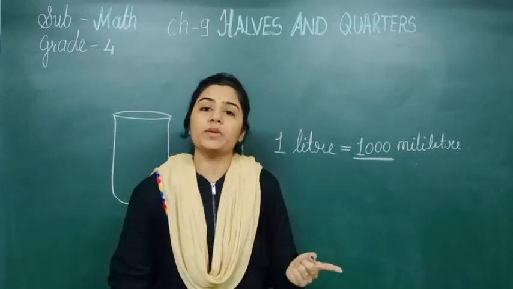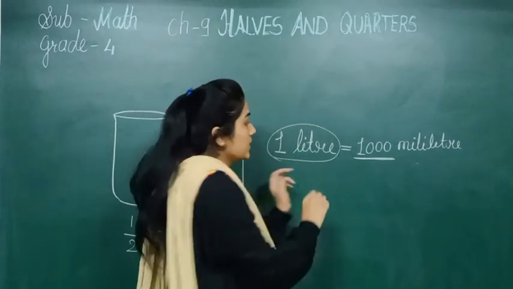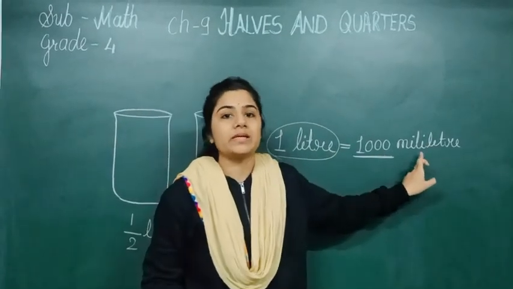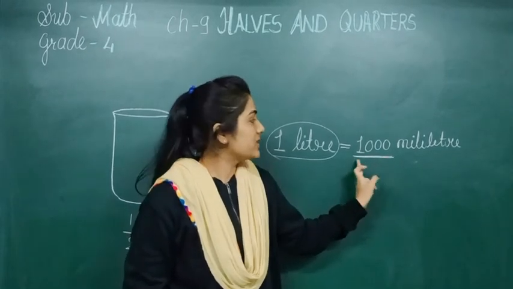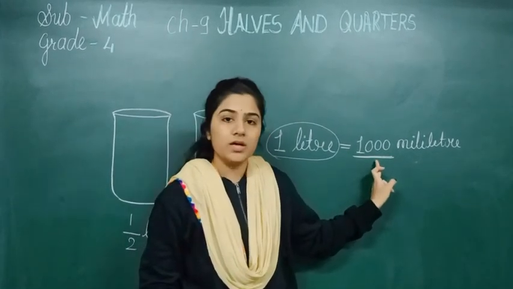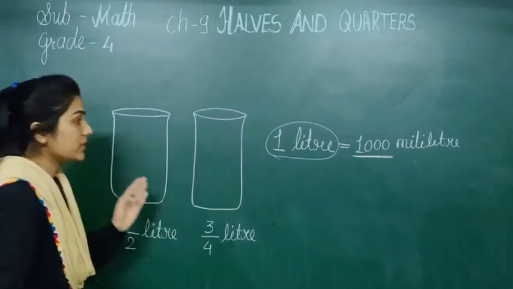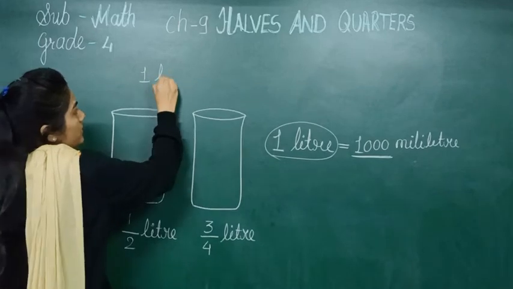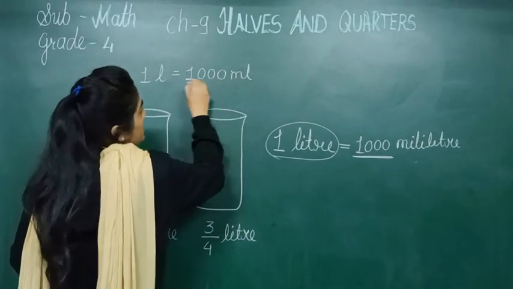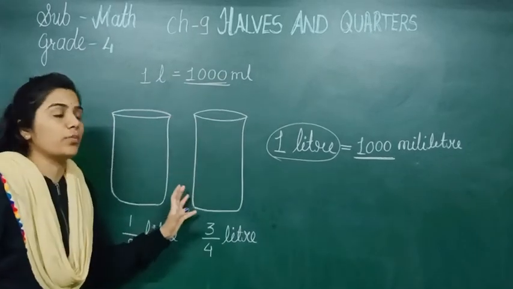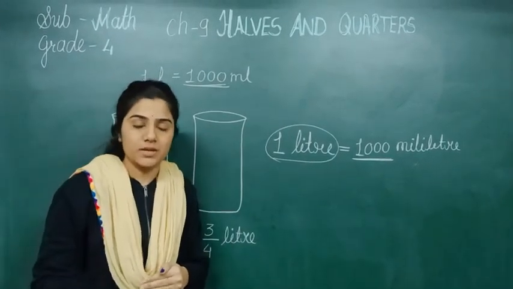I taught you previously that in 1 liter, how many milliliters are there? The answer is 1000. That's why I have underlined this 1000. So remember that in 1 liter we have 1000 milliliter. According to this relation, we are solving the sums, right?